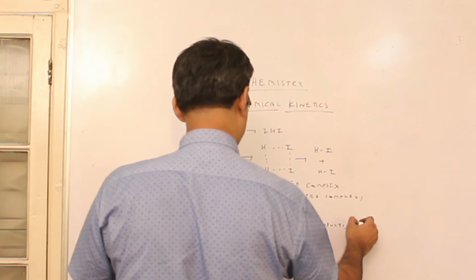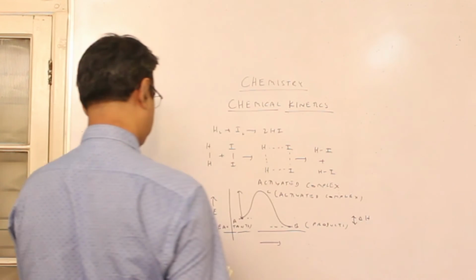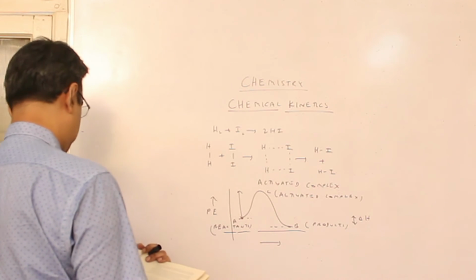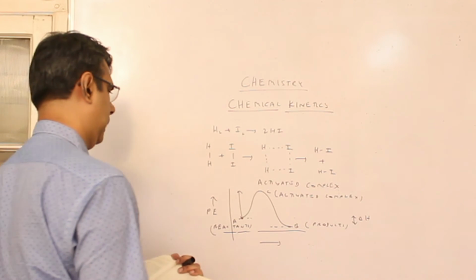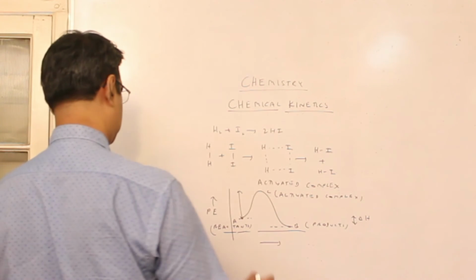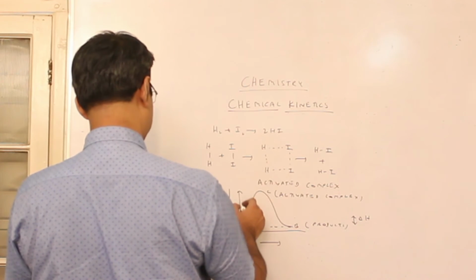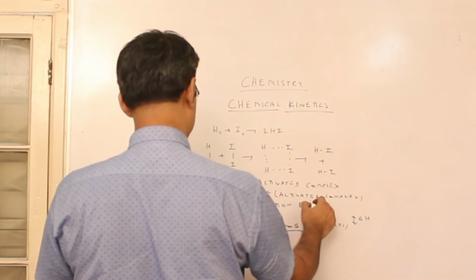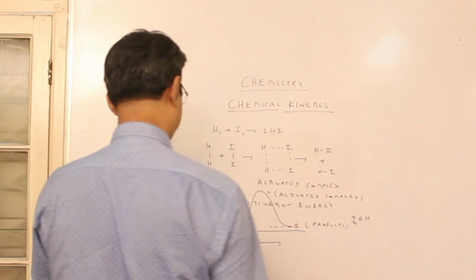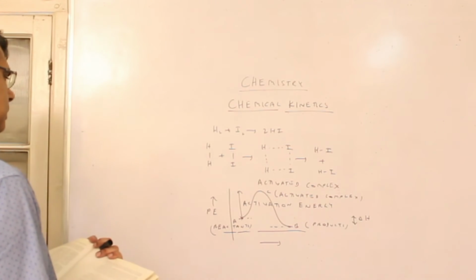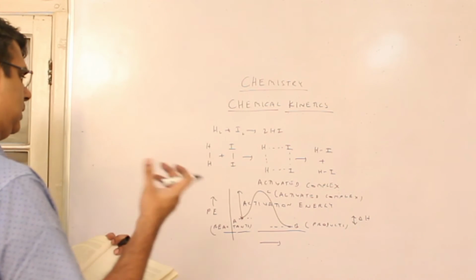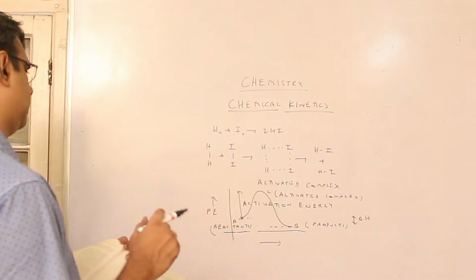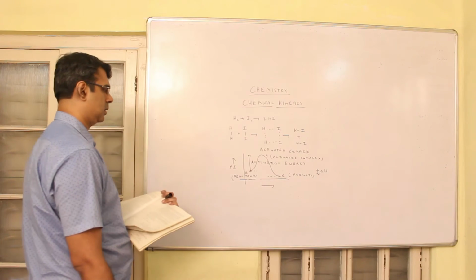Now the thing is, the difference of energy between the reactants and the products is delta H. So delta H is what we call the enthalpy of the reaction. Now the difference of energy between the reactants and the activated complex is known as activation energy. So activation energy is the minimum energy which the reactant molecules must have in order to achieve the transition state, and subsequent to that they will certainly yield the products.